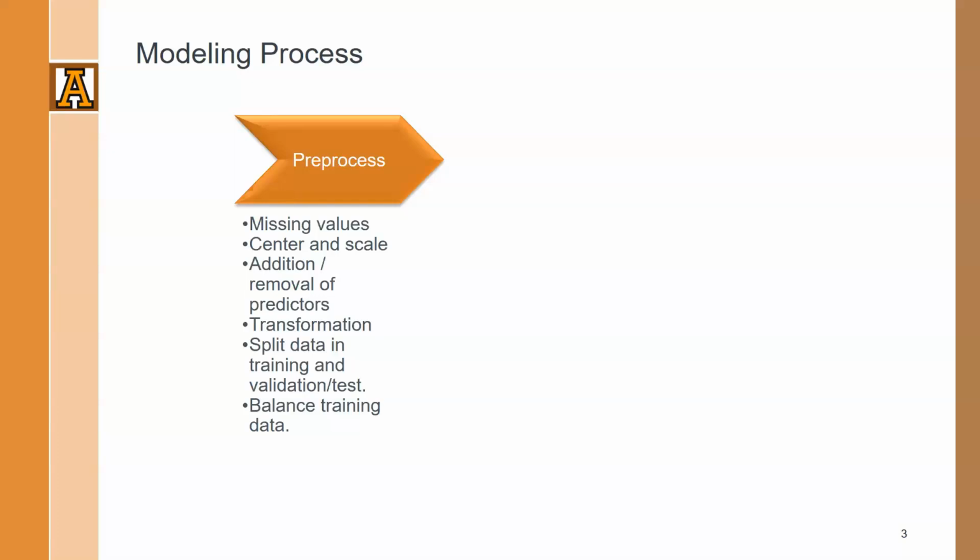Centering and scaling, adding or removing predictors is also something we're going to be doing here. Transformations, because we may find that working with a combination of predictors is better than working with the predictor itself. We do the split, or at least we determine how we're going to split the data into training and testing or validation, and we do the balancing of the training data in the pre-processing stage.